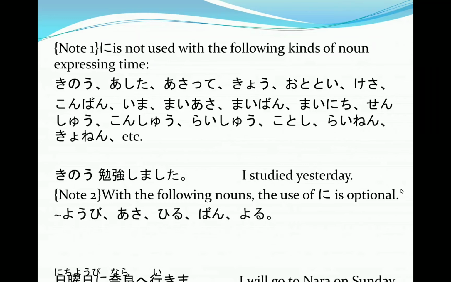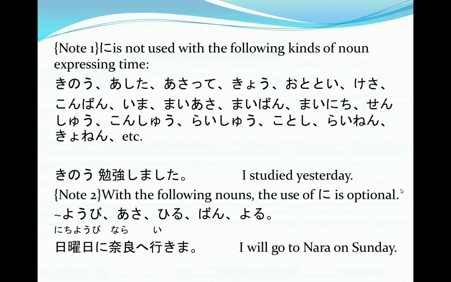For example, we have Nichiyobi ni Nara e ikimasu, or I will go to Nara on Sunday. Nichiyobi ni Nara e ikimasu. So, I will go to Nara on Sunday. In a Japanese sentence, you may or may not use ni. You could also say Nichiyobi Nara e ikimasu. It would mean the same. Alright? Wakarimashita ka? Wakatta.